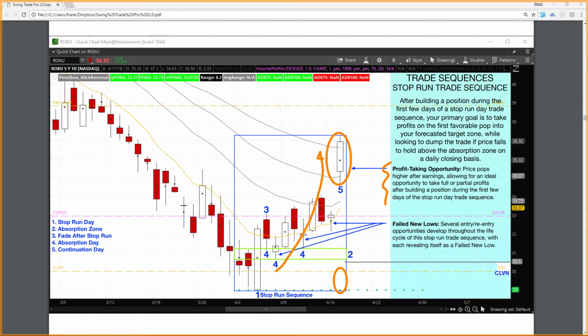And again, that is where I took off profits on a majority of my in-the-money trade, and then I still had a put spread that I was holding at that point as well. So a great move, and again, a great stop run day sequence.